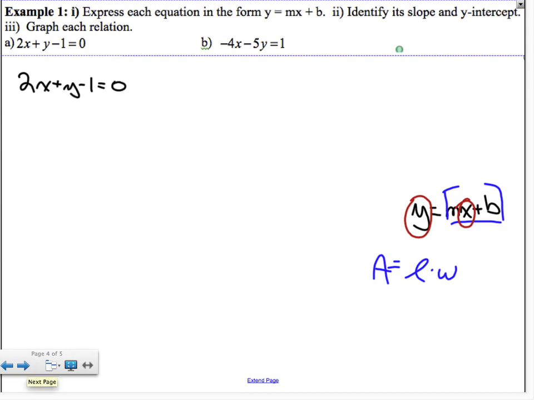I'm asking you to what? Isolate. Isolate for what? That's all it means. Given an equation that's all mixed up, if you want to think about it that way, all we do is just isolate for y, and then we get into the slope intercept form. So how can we isolate for y in this case?